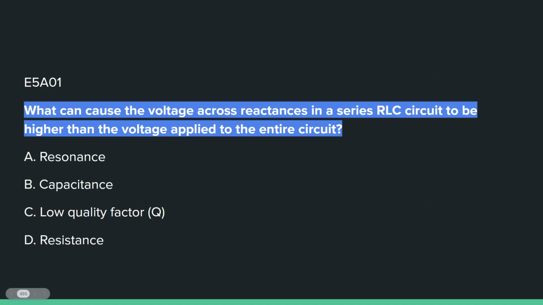bandwidth. Question E5A01. What can cause the voltage across reactances in a series RLC circuit to be higher than the voltage applied to the entire circuit? Answer is A, resonance.